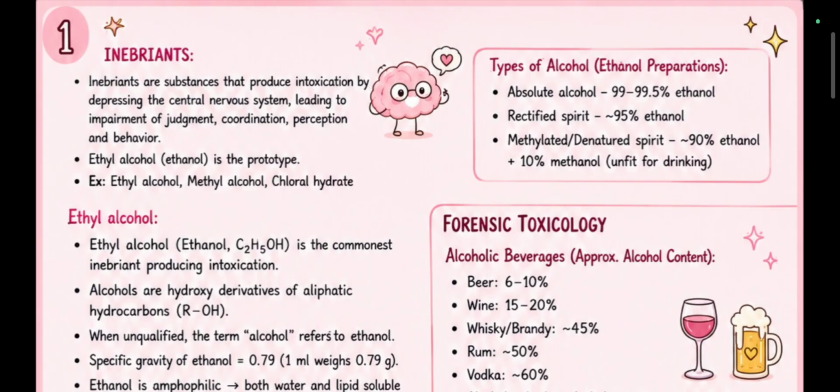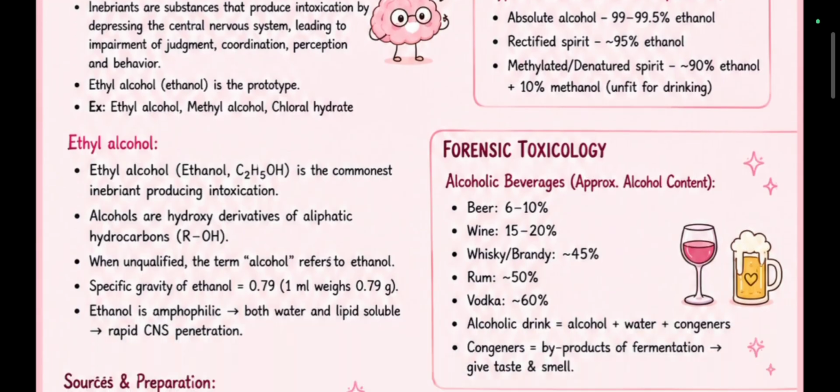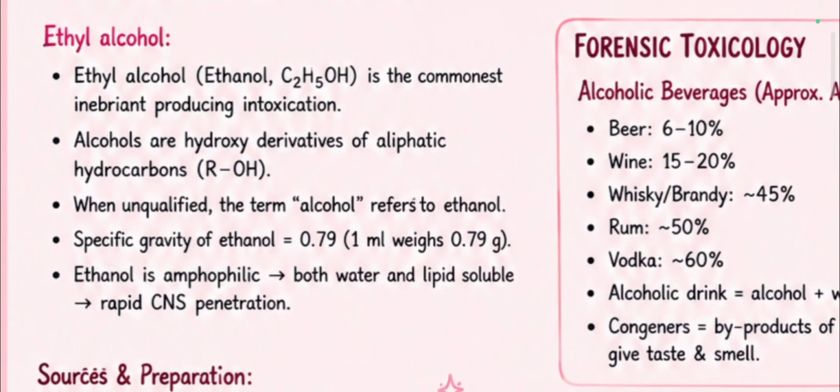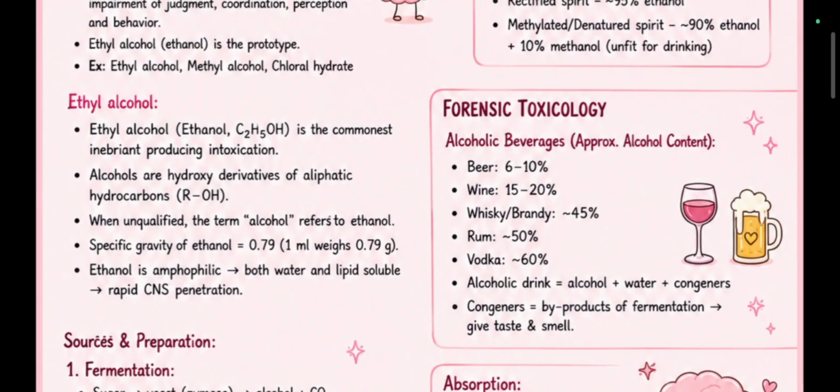In simple words, we can understand that inebriant is nothing but a formal word given to alcohols. I mean, alcohols come under the category of inebriants. And what are inebriants? Those who depress the CNS and cause impairment of judgment, coordination, perception, and behavior. So a very main topic of today's discussion would be ethyl alcohol. It is also called ethanol, C2H5OH, the commonest inebriant producing intoxication.